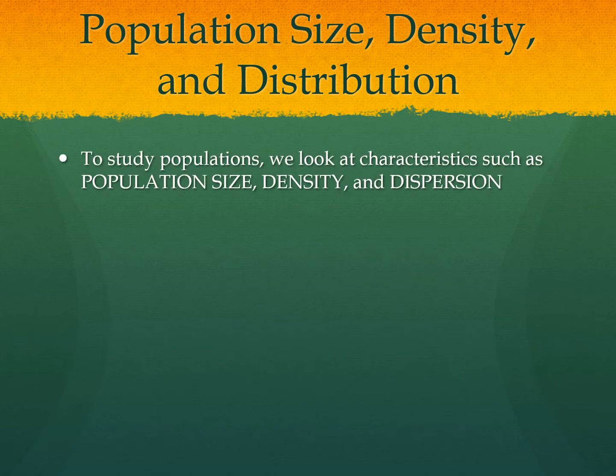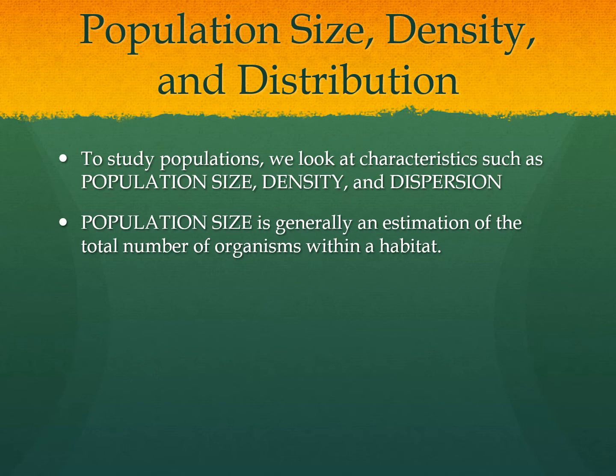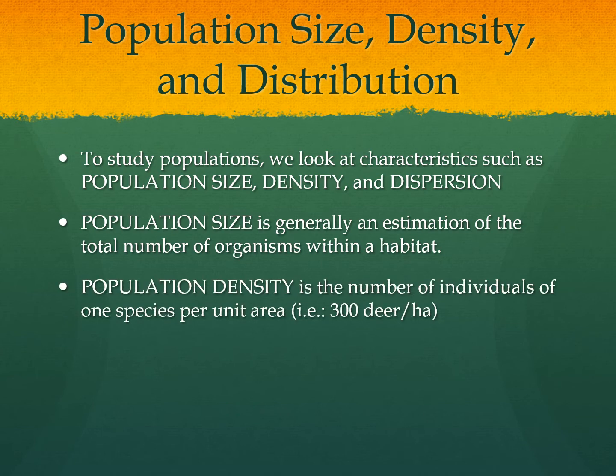In order to study the populations of a species, we look at a few characteristics, like the population size, the density, and how they're dispersed. Population size is usually just an estimation of the total number of organisms within a habitat. It's very difficult to count every individual within a habitat, so we have a few methods for giving a good estimate.